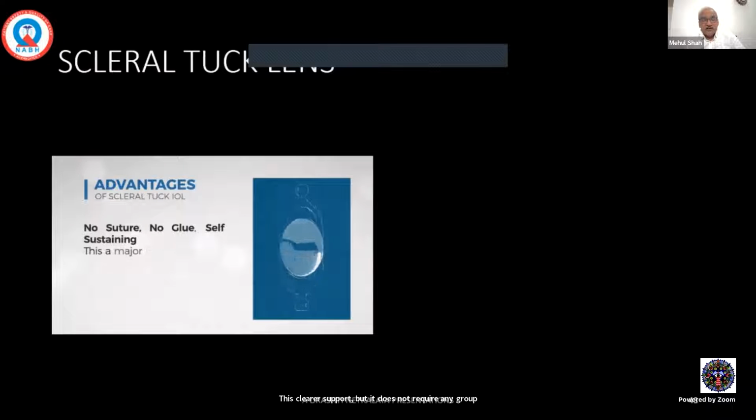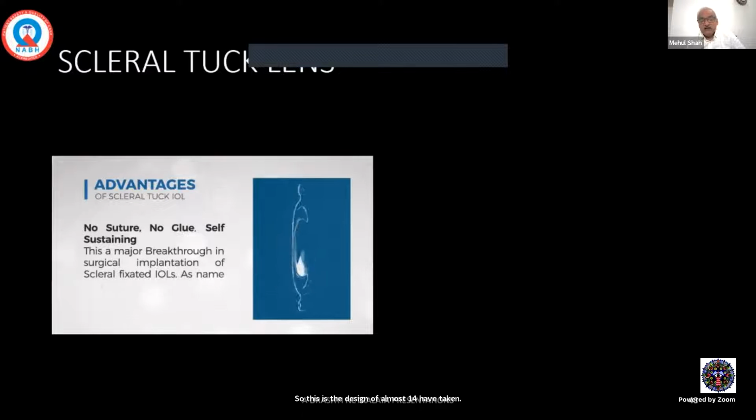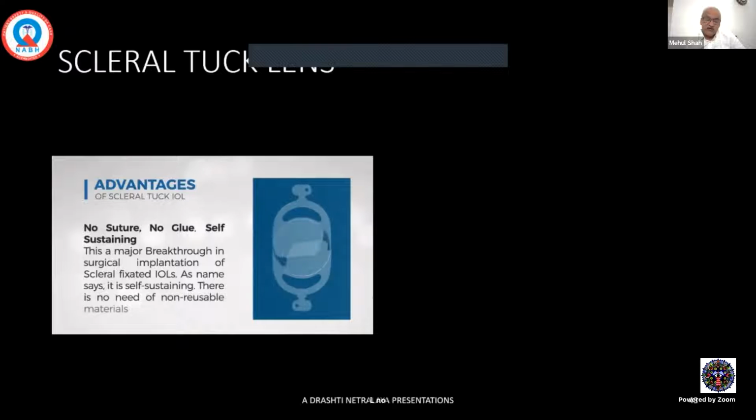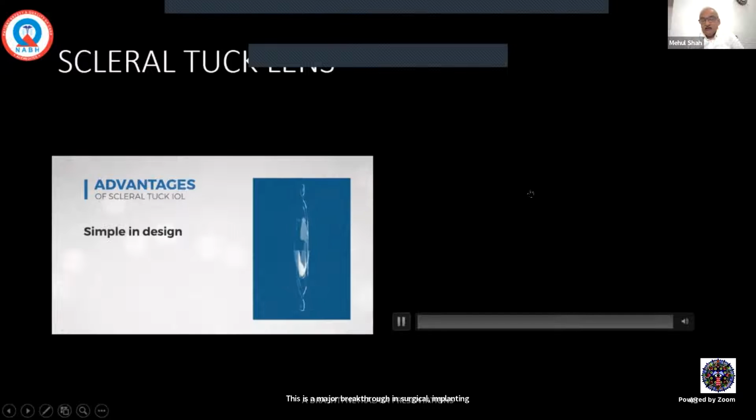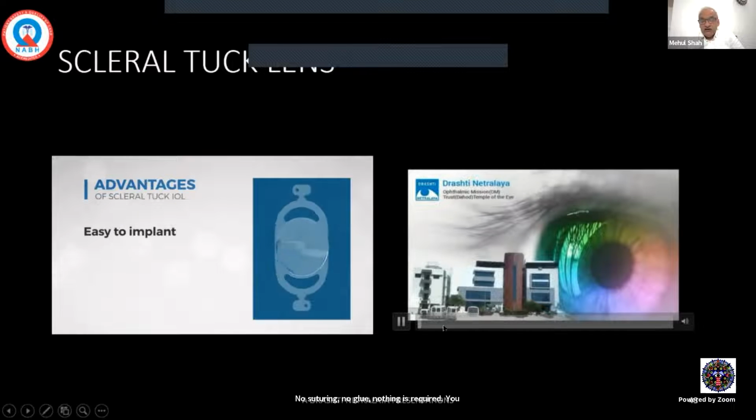So this is a major breakthrough in surgical implantation of scleral fixated IOLs. It can work in any trauma cases, in any disfigured sclera. As the name says, it is self-sustaining. There is no need of non-reusable materials like suture or glue. Simple in design, easy to implant.